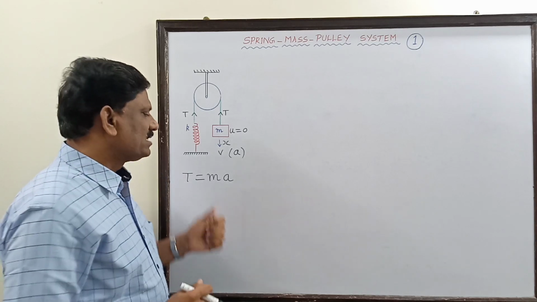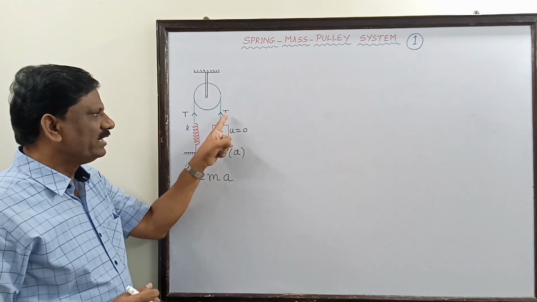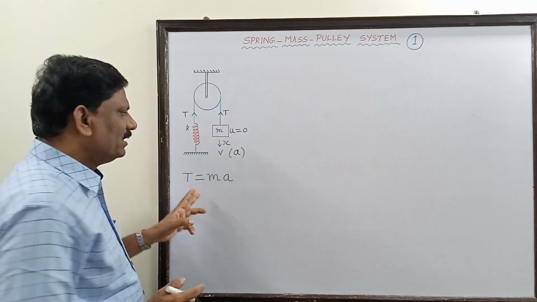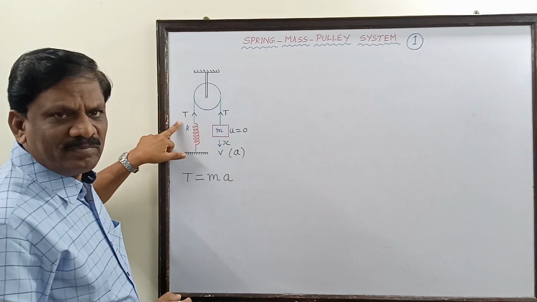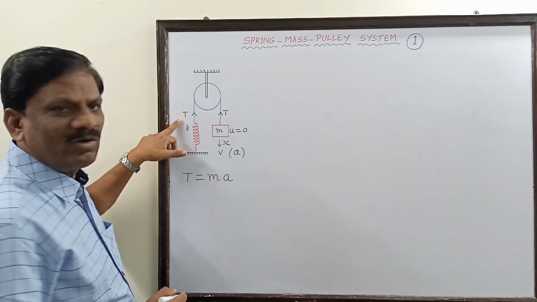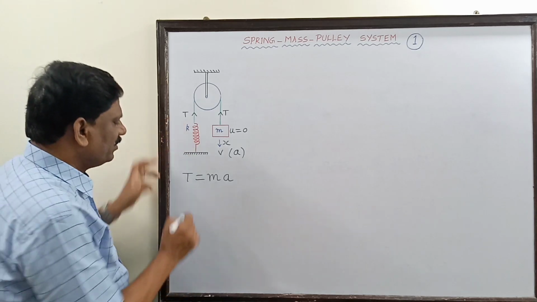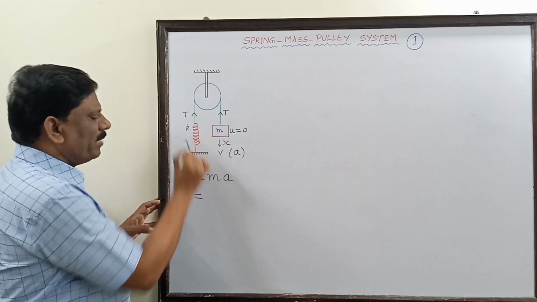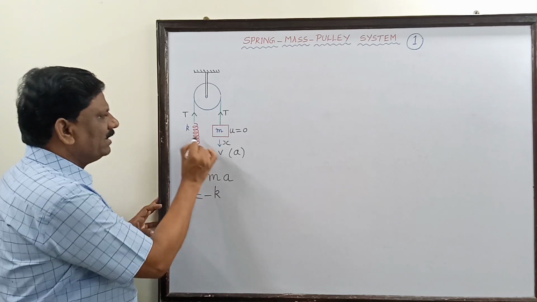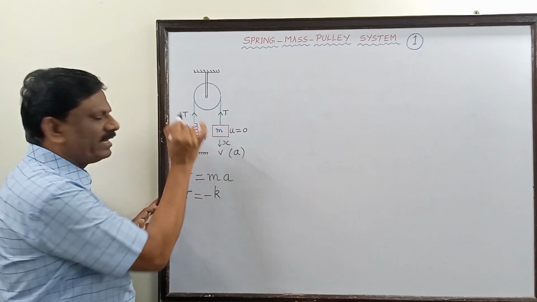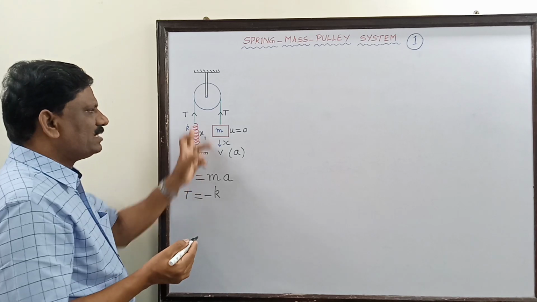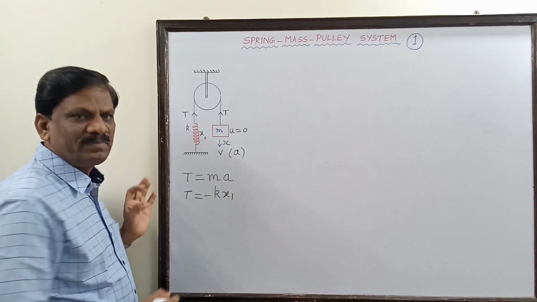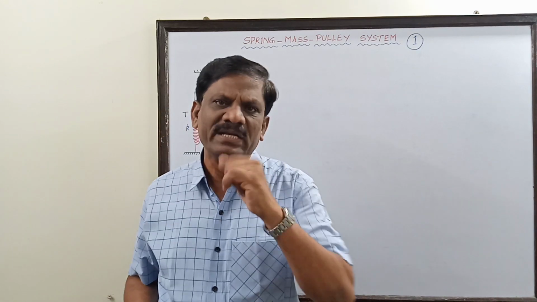Okay, so let us start with the equation. The tension T is equal to mass into acceleration. Now, on the left arm, the same tension is acting on the string. So, on the left arm, the tension must be equal to minus K times its displacement x1. The spring will be displaced in the upward direction. So, there is a minus sign and x1 is the displacement produced in the spring.